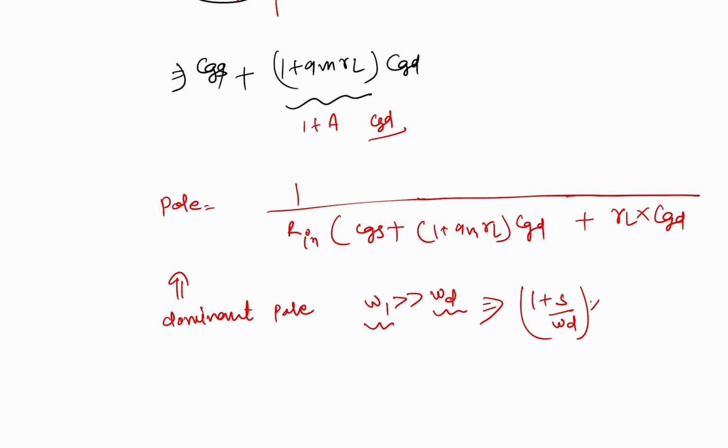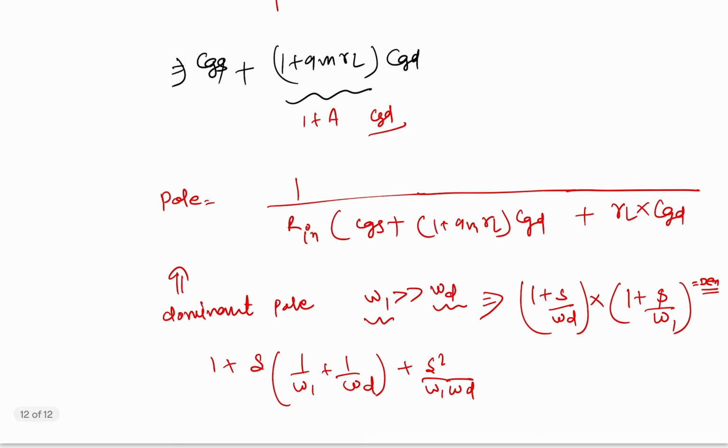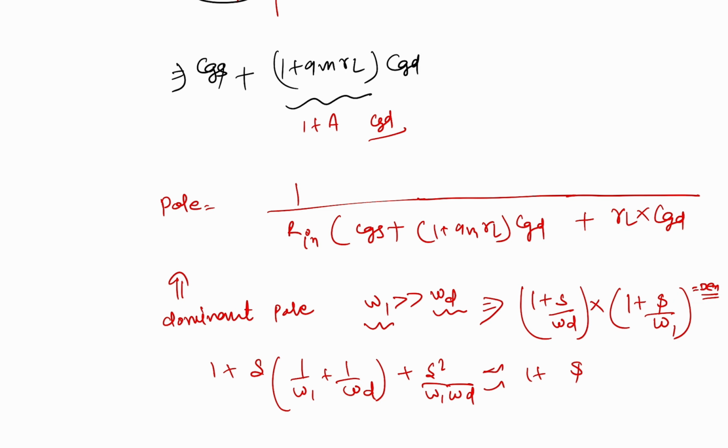We can write down the equation like this: 1 plus s over omega 1, times 1 plus s over omega d. This is the pole equation, or you can say the denominator. If you solve this equation, you will get 1 plus s times (1 by omega 1 plus 1 by omega d) plus s square by omega 1 omega d. Let's say omega 1 is much higher than omega d, then 1 by omega 1 is much less than 1 by omega d. So this is almost equal to 1 plus s by omega d plus s square by omega 1 omega d.